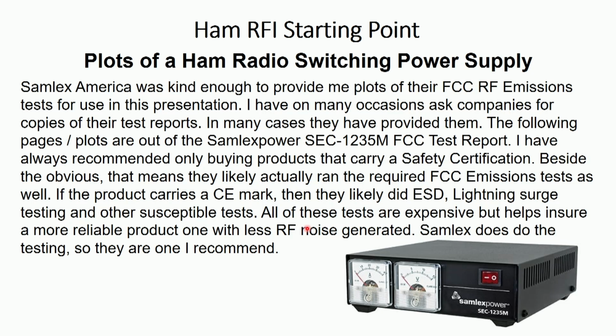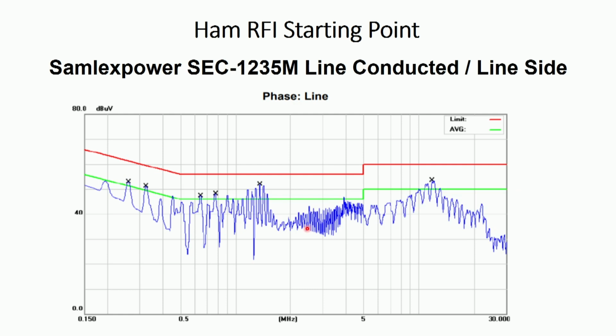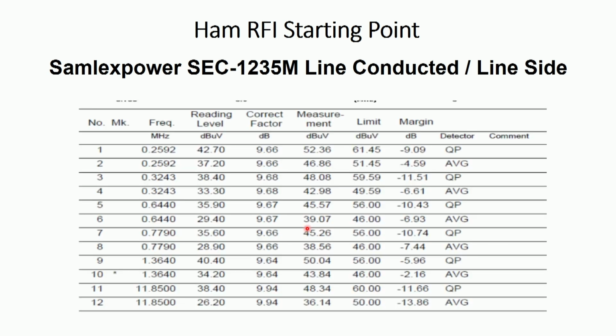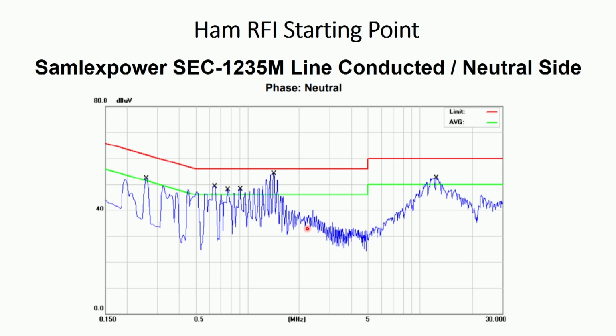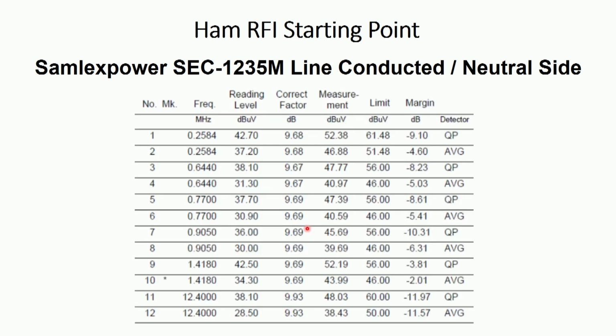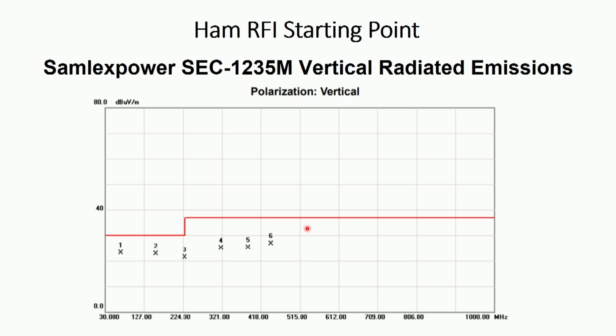Samlex Power was kind enough to send me plots from one of their power supplies. This is what the conducted line looks like from the line side of the power supply. And that's the chart of the levels. This is what the neutral side looked like, and the plot for that. And here's their radiated emissions. They ran to the Class B at 3 meters. And as you can see, that's almost 10 dB of difference there. So their levels are pretty good.